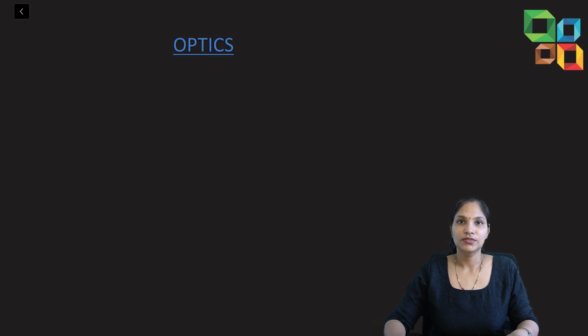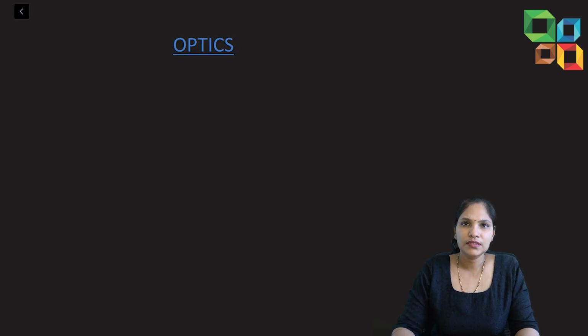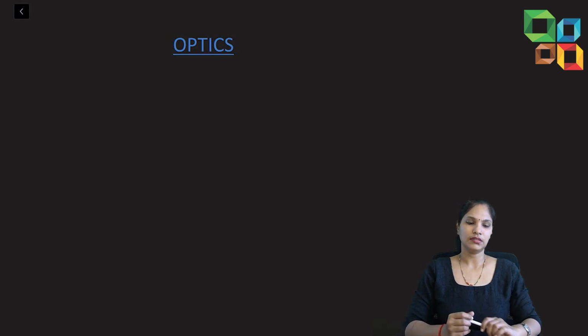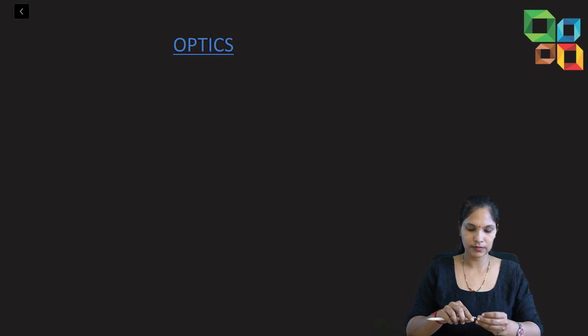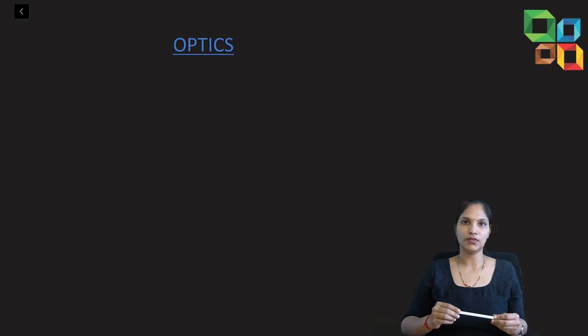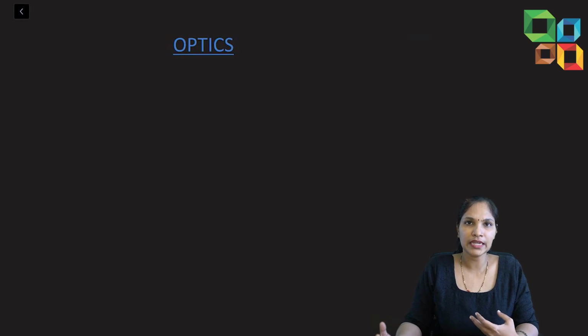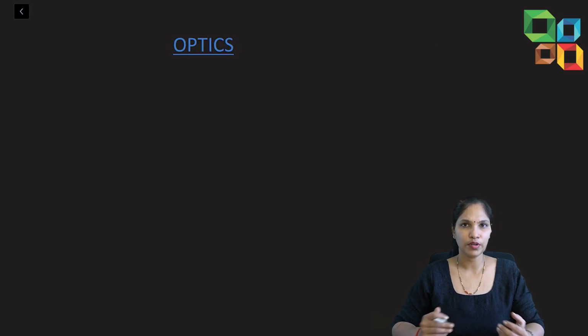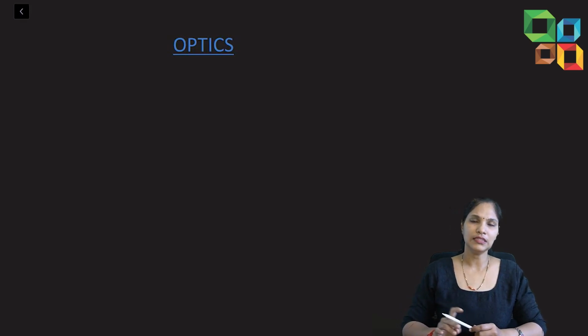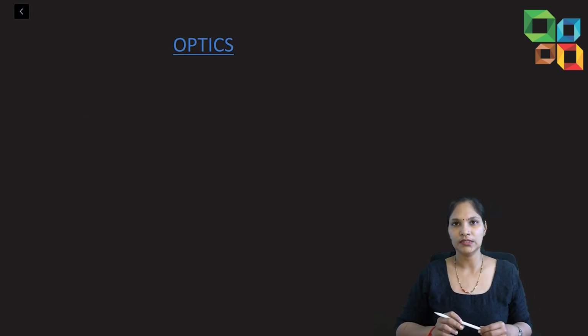So you can see here the topic that we are going to discuss today is optics. Actually, what is optics? Optics is a branch of physics which deals with light: how it originates, how it propagates, what its effects are, and the phenomena it exhibits. All this comes under one branch of physics, which we call optics.